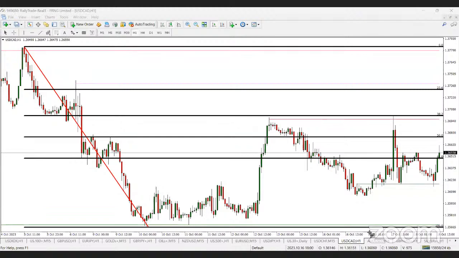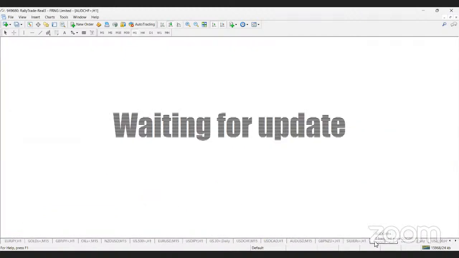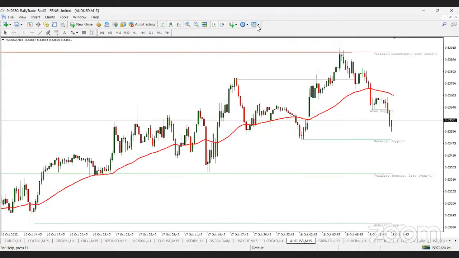Let me still try and apply it to some other currencies. I'll apply it to other currencies. Look at GBP, look at USD CAD. Let me see AUD CHF. Let's see what it looks like. Or let's just do AUD USD.